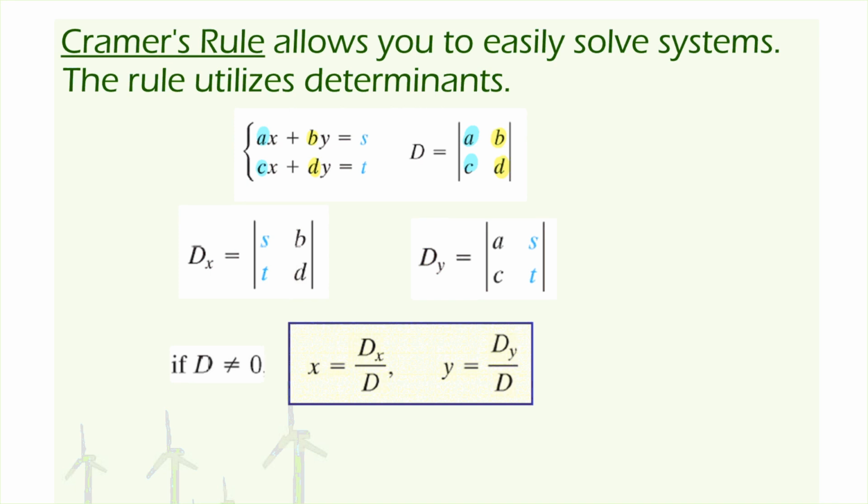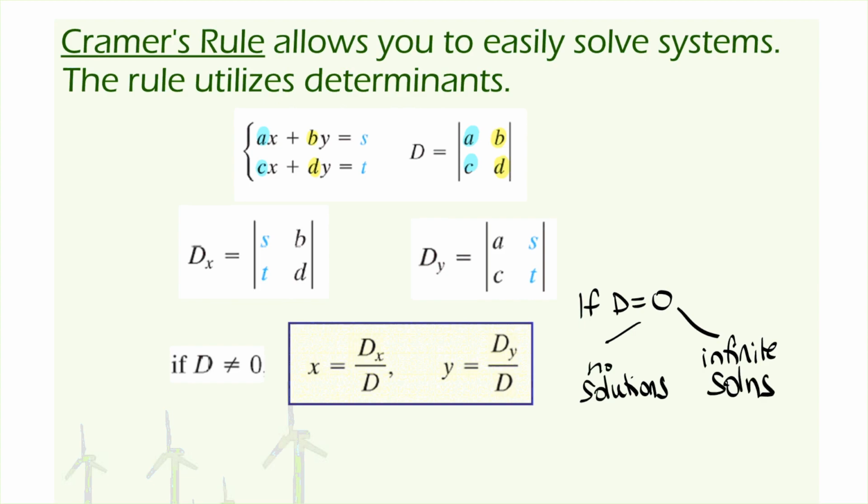If d equals 0, that means one of 2 things. There are no solutions, and it's an inconsistent system, or there are infinite solutions, and it is a consistent system, but there are infinite solutions. So Cramer's rule doesn't tell you which one of these it is, but it does tell you what the answer is if there is one unique solution.